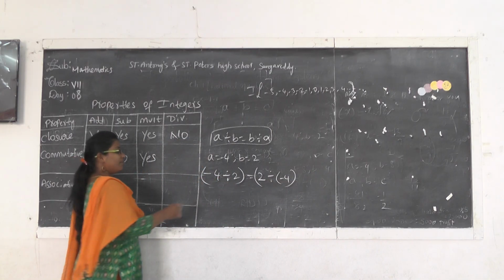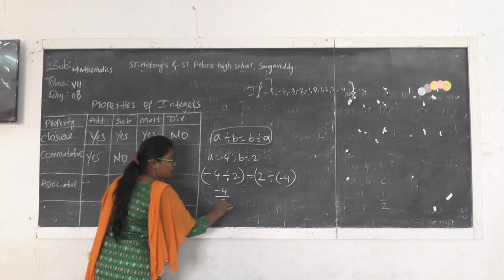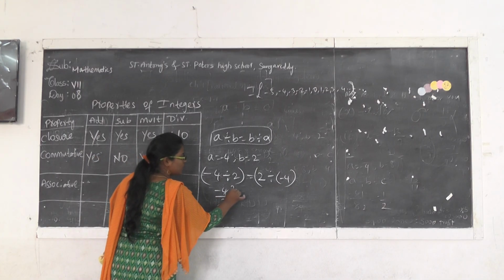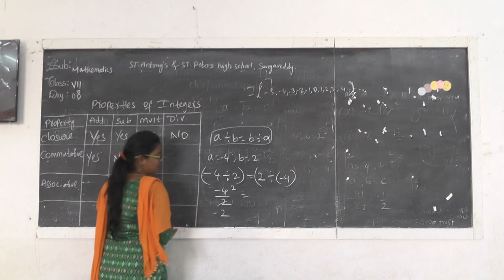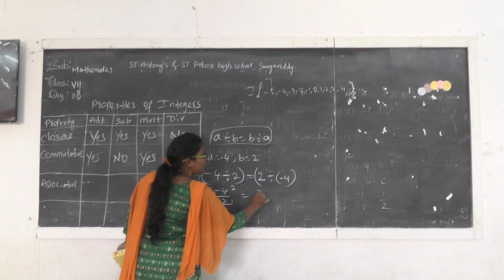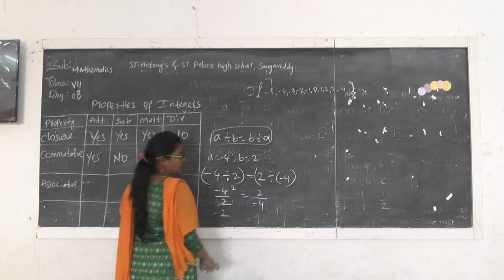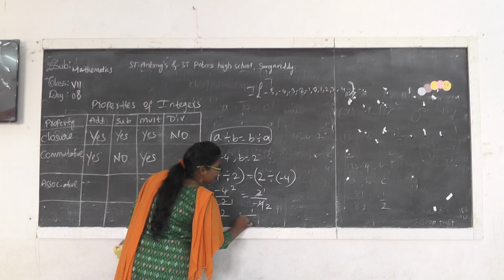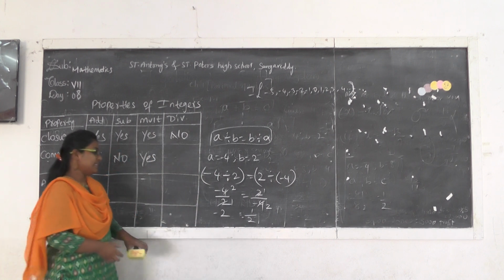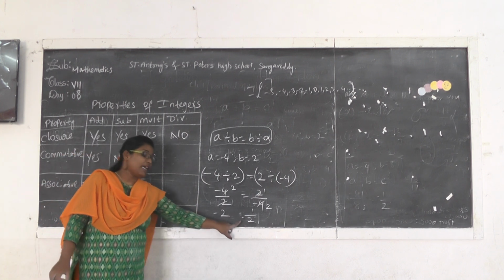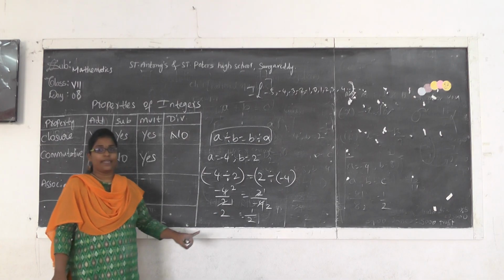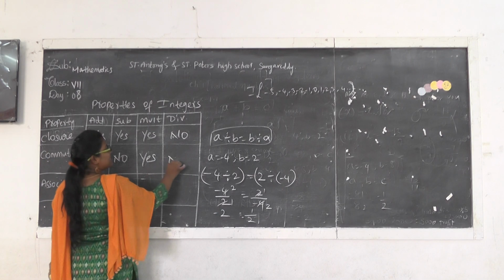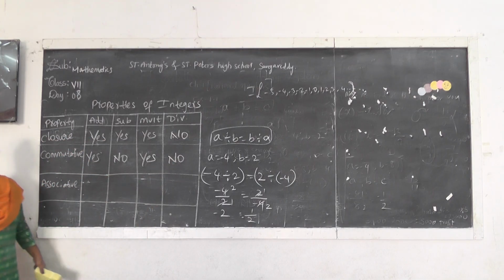Now minus 4 divided by 2. We can write it like this, no? So 2 1s are 2, 2 2s are 4. It is nothing but minus 2. Let's solve the RHS. 2 divided by minus 4. 2 1s are 2, 2 2s are 4. Here we got 1 by minus 2, that is minus 1 by 2. So on the LHS we got only minus 2, but on the RHS it is 1 by minus 2. We did not get the same answers. So the commutative property does not satisfy under division.